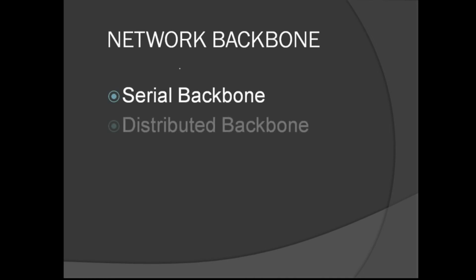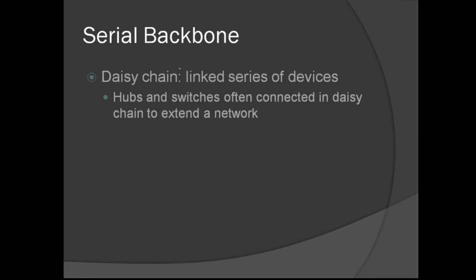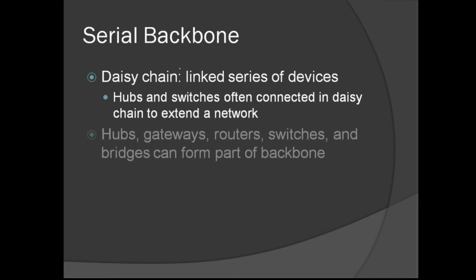Okay, so we also have the different types of network backbone: the serial backbone, distributed backbone, collapsed backbone, and parallel backbone. Yung serial backbone is also called daisy chaining devices, hubs, or switches. It's a linked series of devices. Hubs and switches are often connected in a daisy chain to extend a network.